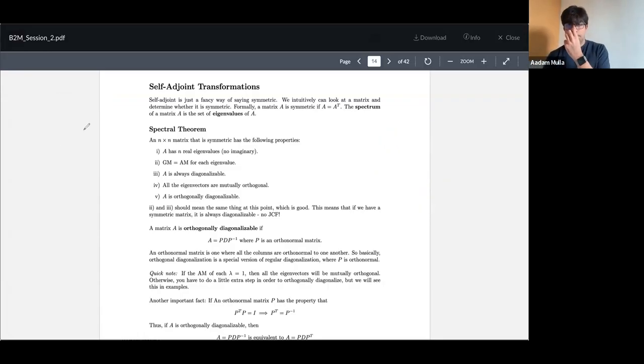Okay. So there's a very nice theorem. First of all, there's a new word we're going to learn, more like jargon.